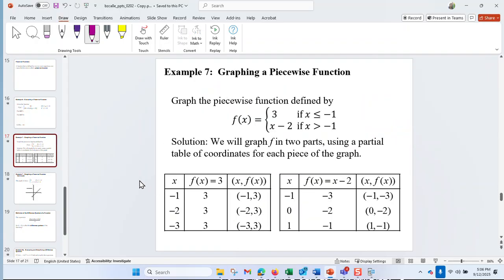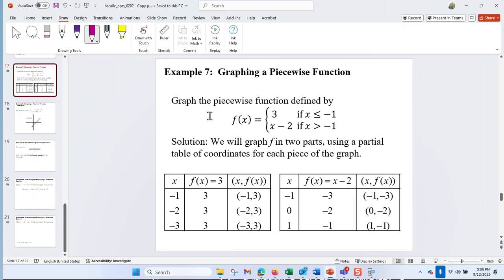Alright, so another function here is considered a piecewise. Sometimes people get a little bit confused with piecewise. Basically, you have 2 pieces of the function in one graph, right? So if I go to graph this one, we can pick a point. This f of x, or y equal to 3, is a constant number.